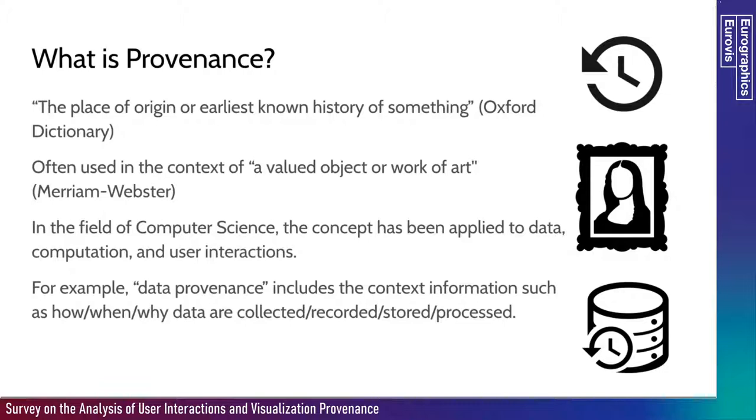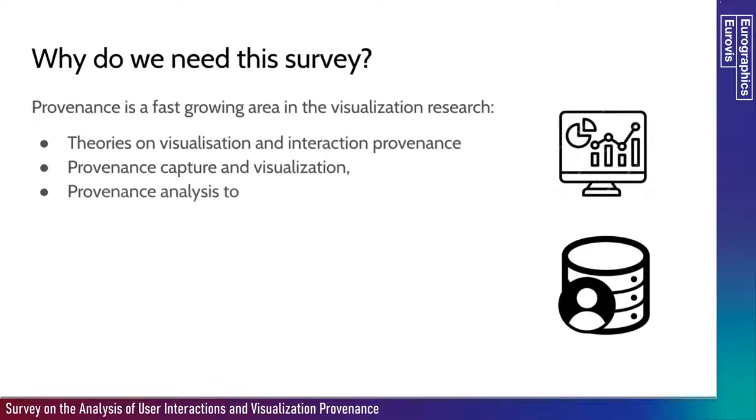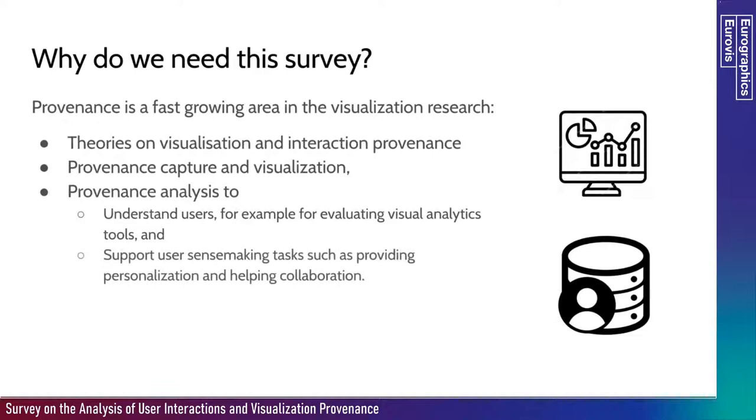Why do we need this survey? Provenance is a fast-growing area in visualization research. Recently, there are many new works that relate to theories on visualization and interaction provenance, provenance capture and visualization, and provenance analysis. Such analysis can be used to understand users, for example, for evaluating visual analytic tools, and to support user sense-making tasks, such as providing personalization and helping collaboration. Actually, there is so much new work that in this survey we can only focus on the last part, which is the analysis of provenance.